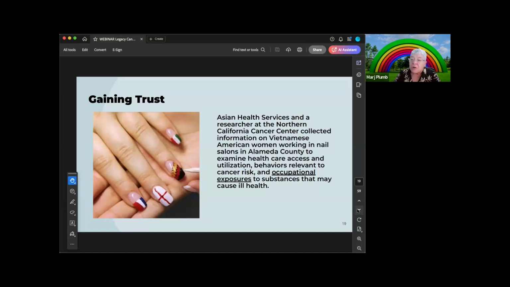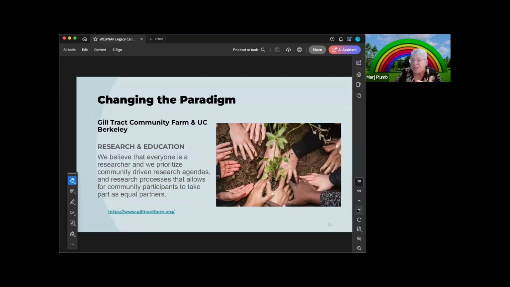Then as trust was built, being able to get more detailed information, especially around toxics. Next slide, sorry, which is also the next study. And I love this study. This is a farming organization in Berkeley that works with UC Berkeley to create research on farming practices. And they've really shifted the paradigm around research. They're a community organization that believes that everyone is a researcher, and they prioritize community-driven research agendas.